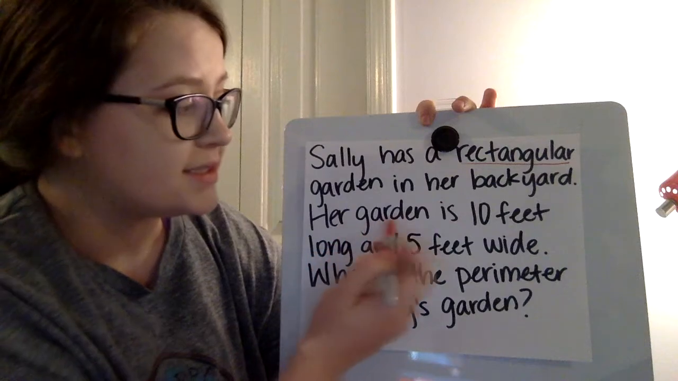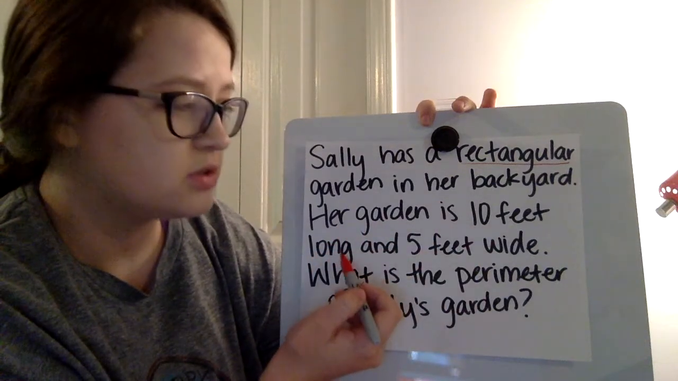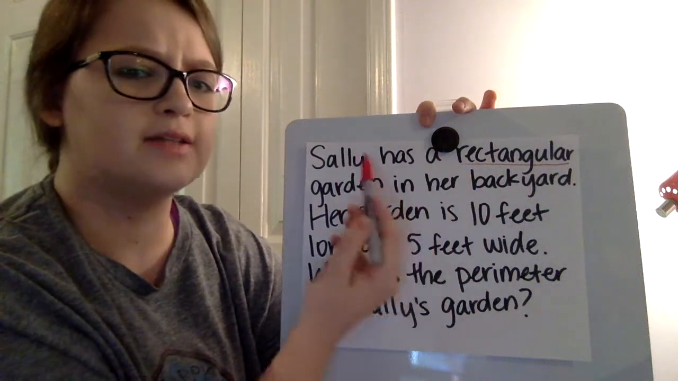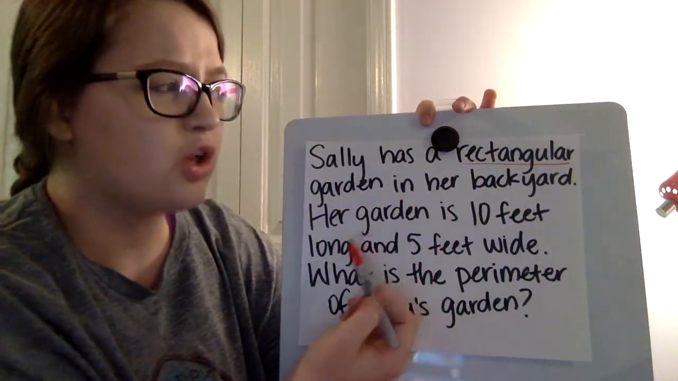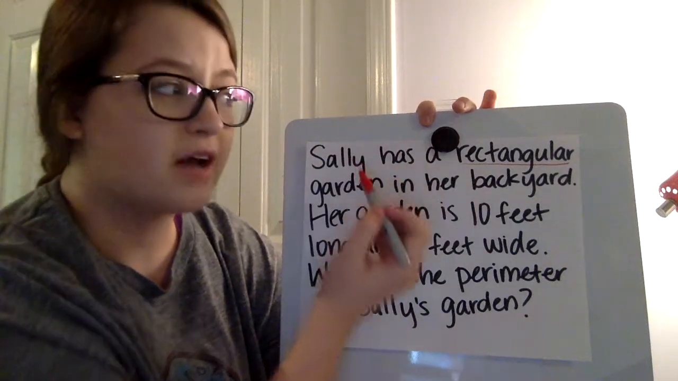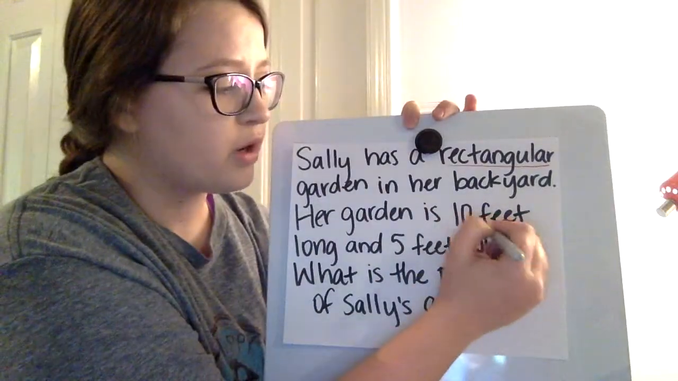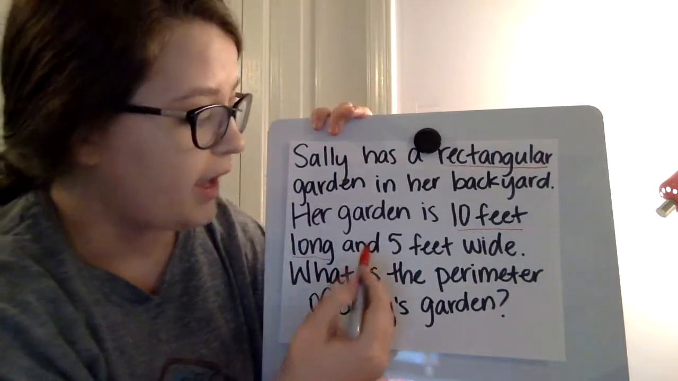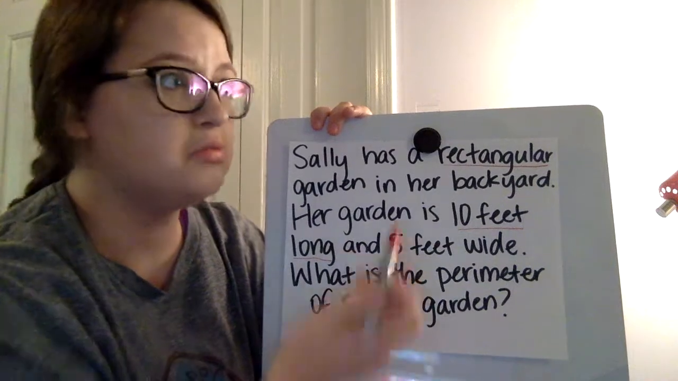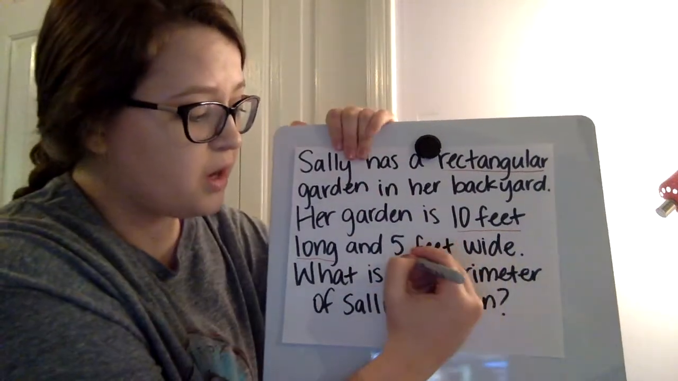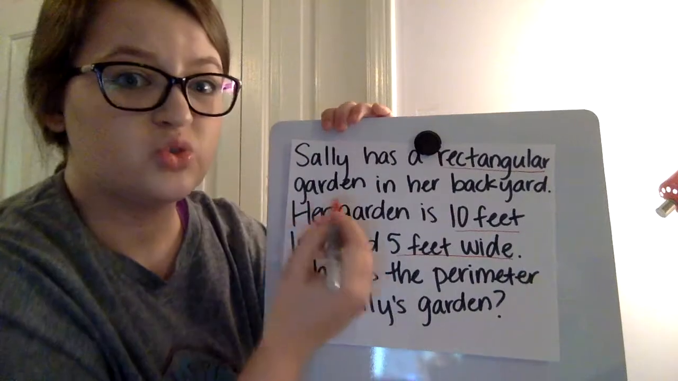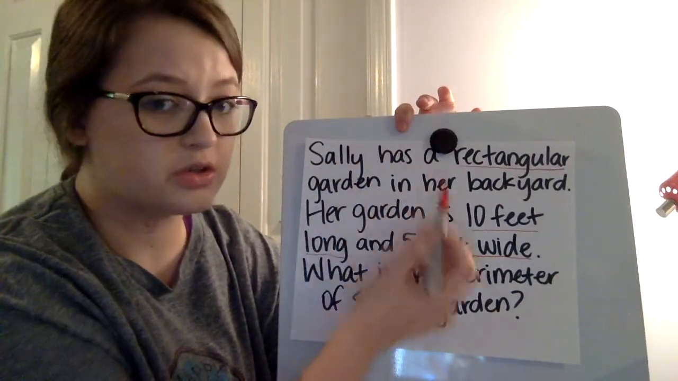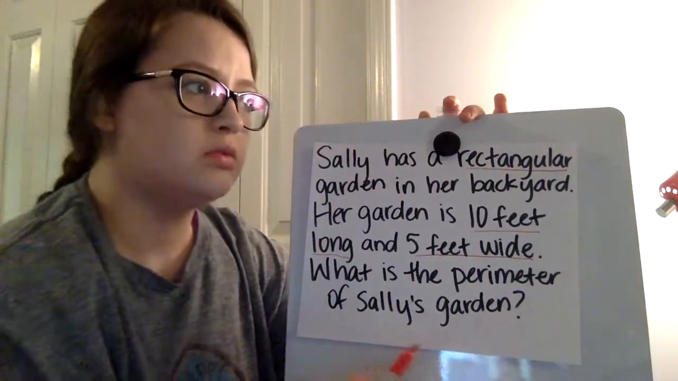So her garden is 10 feet long. I know that my rectangle, I said that it's going to have 2 longer sides and 2 shorter sides. So 10 feet long, that's probably going to be the longer side of the rectangle. So that's pretty important. We need to have that. And 5 feet wide. So if that's the longer side, then 5 feet wide is probably going to be the shorter sides of the rectangle, because I know that the long sides are equal to each other and the shorter sides are equal to each other. So we have this information.